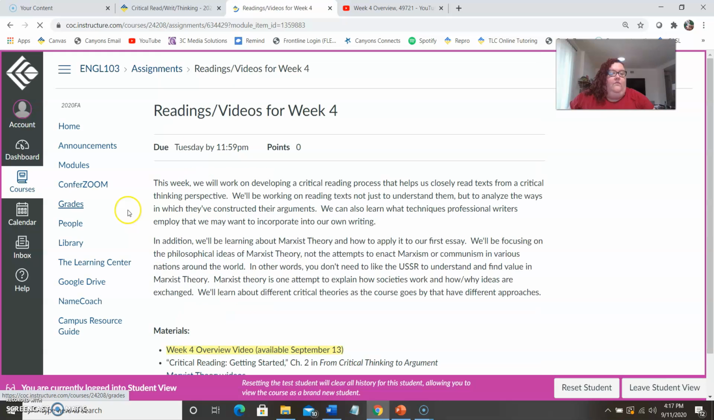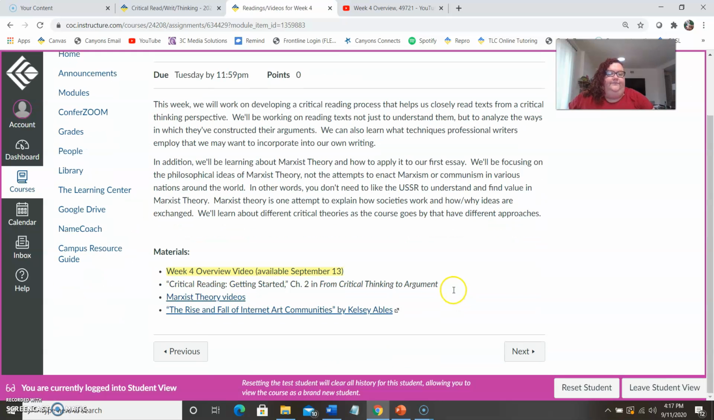For our readings and videos for this week, you're reading a chapter from your textbook called Critical Reading Getting Started. This is the second chapter of the book, and at least part of the chapter, if not the whole chapter, is available as part of that Amazon preview. So if you still don't have a copy of the book, you can read the chapter through Amazon, or at least part of it.